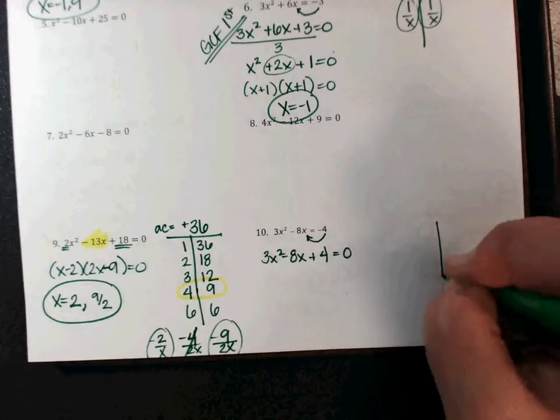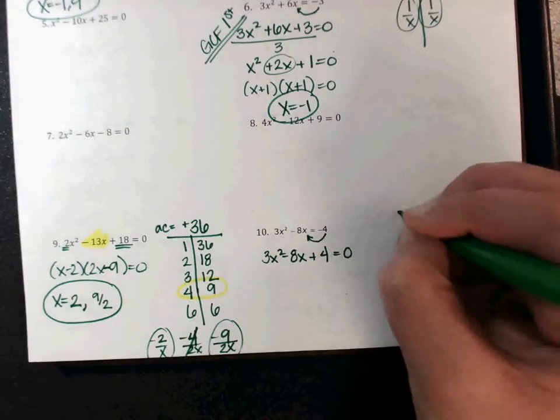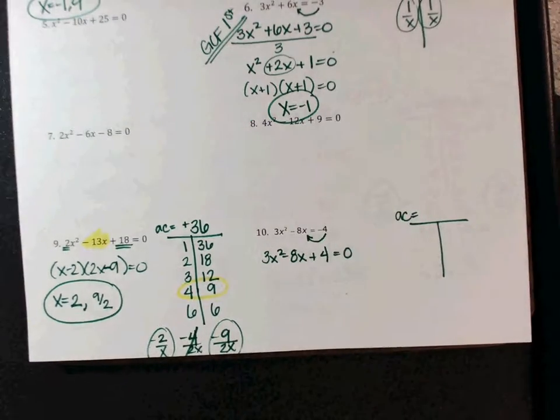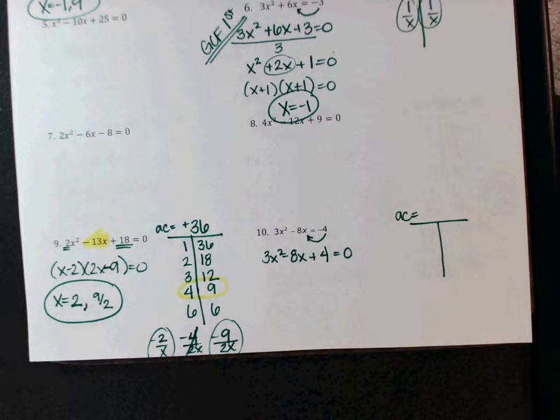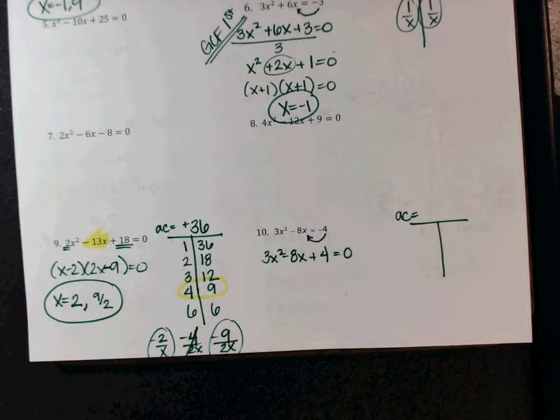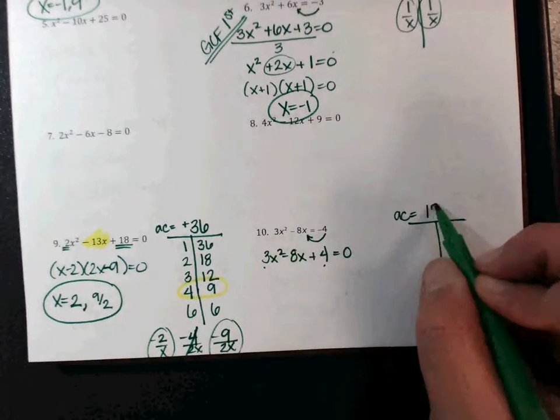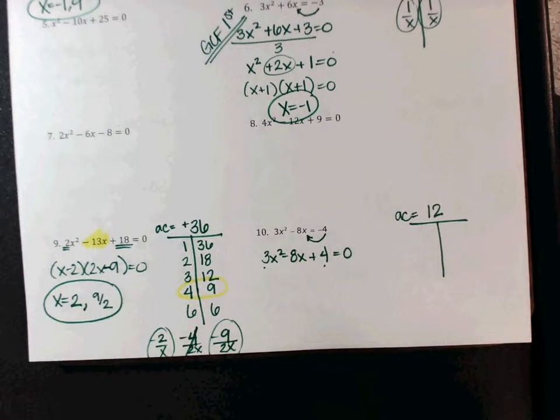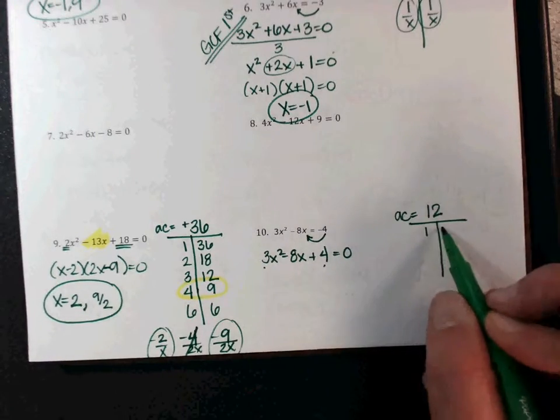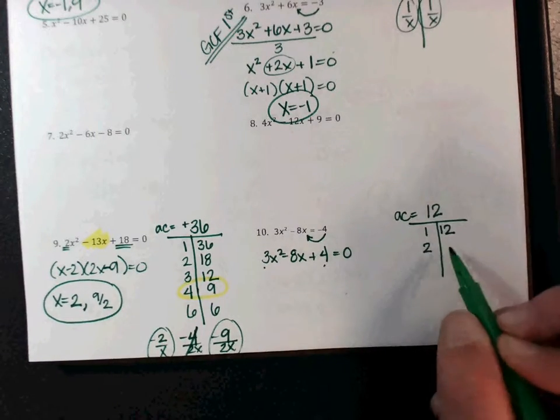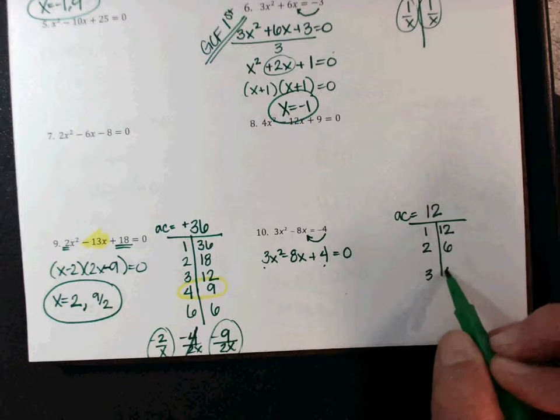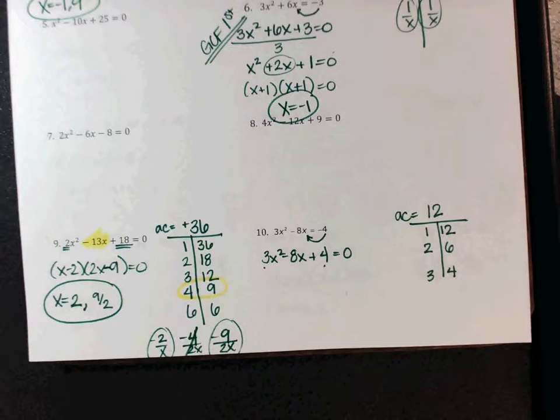Set up your chart. At the top, you need to do a times c unless you can divide to get rid of the a. Now my a is a 3. Can 8 and 4 also divide by 3? No. So what is 3 times 4? Okay. What are my factors for 12? 1 and 12. 2 and 6. 3 and 4. Now this time I notice what is my factors that will add to 8.